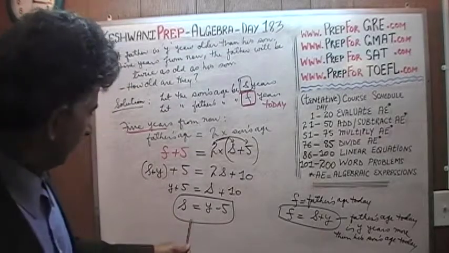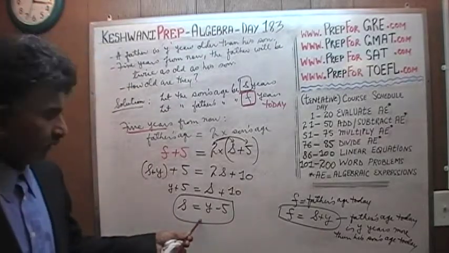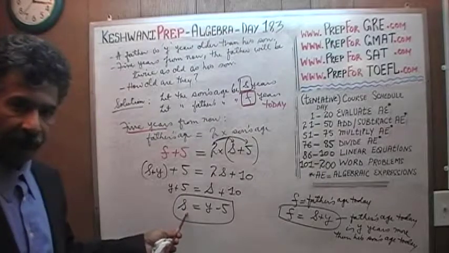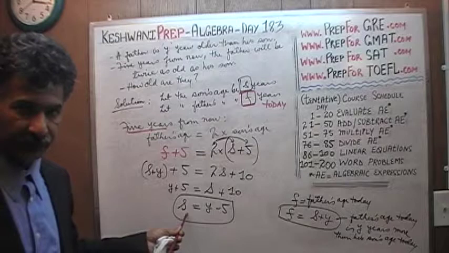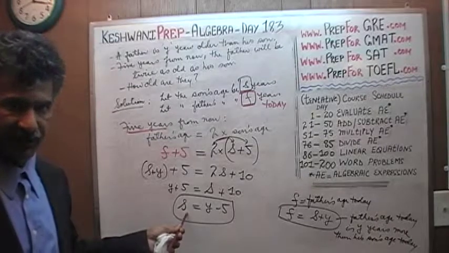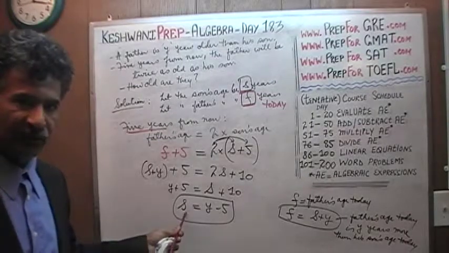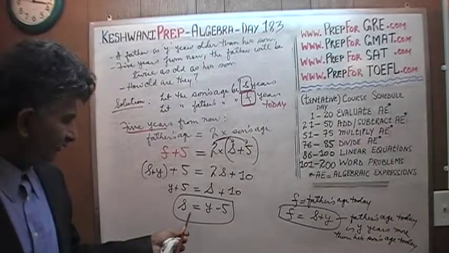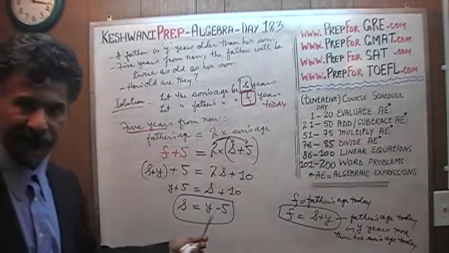So what does this equation tell us? It turns out, again, this is an equation. An equation is a sentence. It's a sentence in the language of algebra. You have to be able to translate this sentence from the language of algebra to the English language. What does it say in English, this equation here, this sentence here?